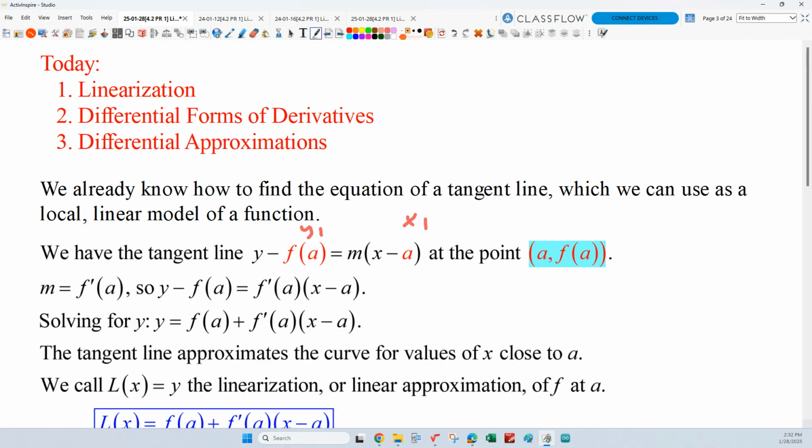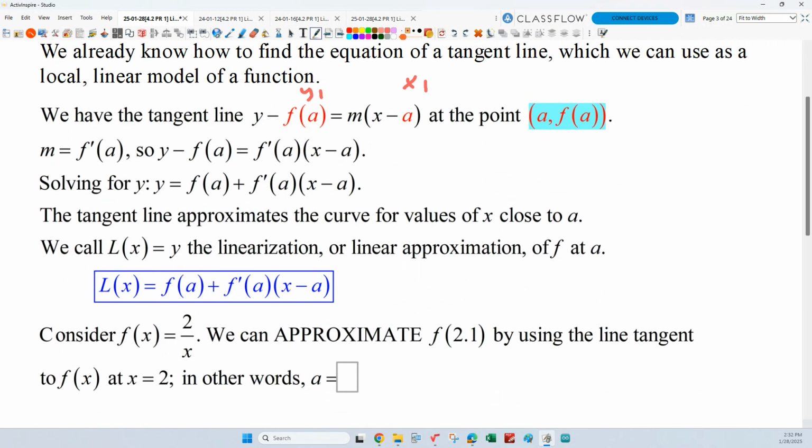So then if we plug that value in for m, look what we get. y minus y1, which is f of a, equals m, which is f prime of a, times x minus x1, and x1 is a, right? And if we solve that for y, what do we get? Well, we get the equation of the line, y equals some constant plus m times the quantity x minus a. That's just the equation of a line.